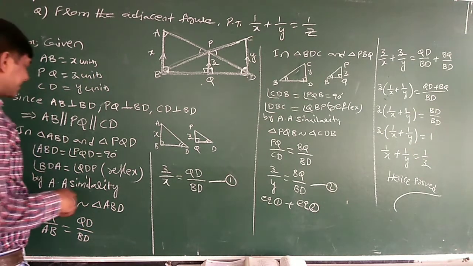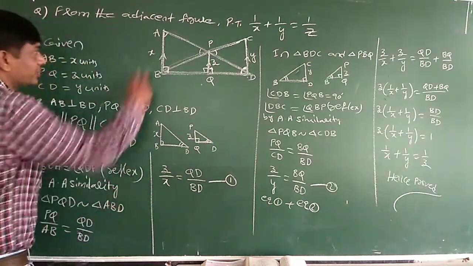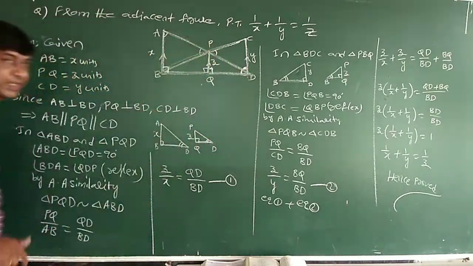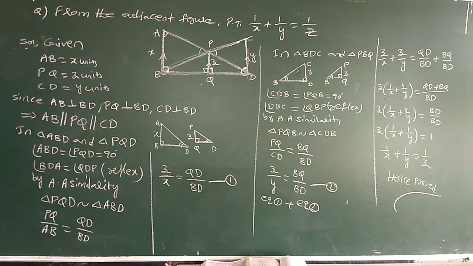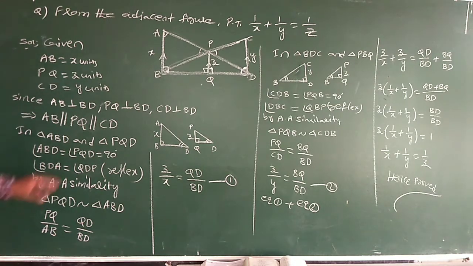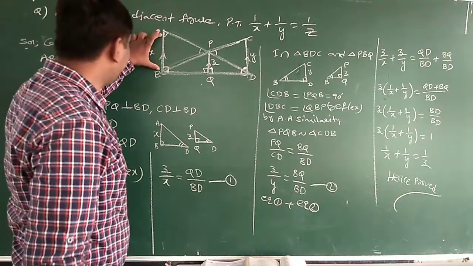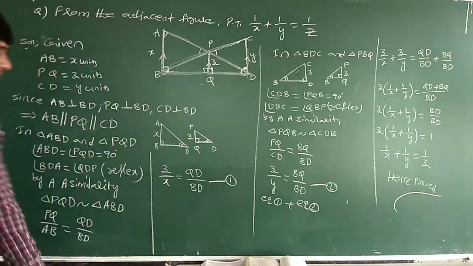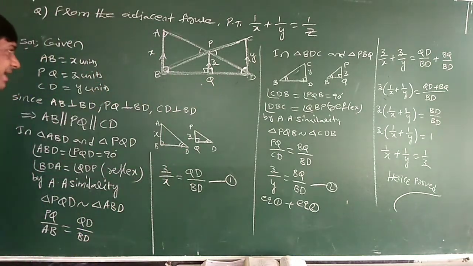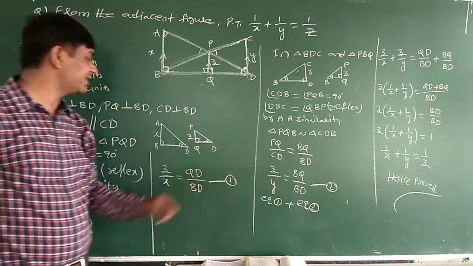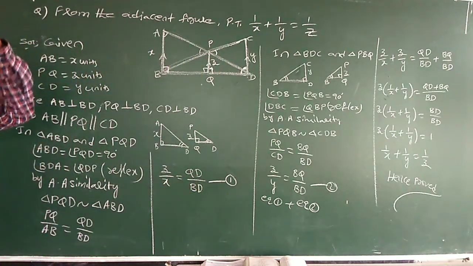So by AA similarity, triangle ABD is similar to triangle PQD. Since they are similar, their corresponding side lengths are proportional. So PQ by AB is equal to QD by BD. That is equation 1. Z by X, since PQ means Z and AB means X, is equal to QD by BD.